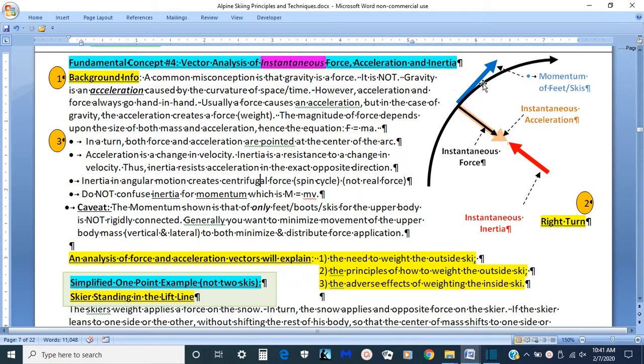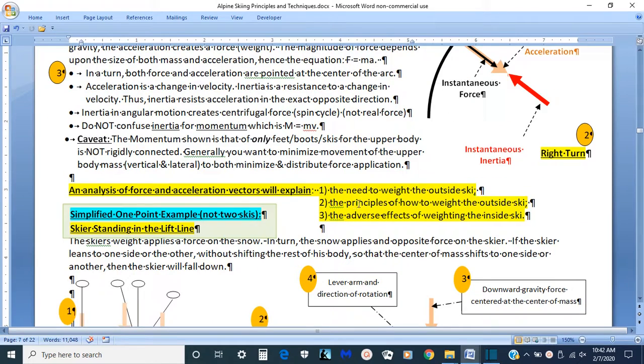You want to maximize the motion of your skis to get around the gates, but minimize the motion of your upper body center of mass. The reason we're doing this analysis is because an analysis of force and acceleration vectors will explain the need to weight the outside ski, the principles of how to weight the outside ski, and the adverse effects of weighting the inside ski.